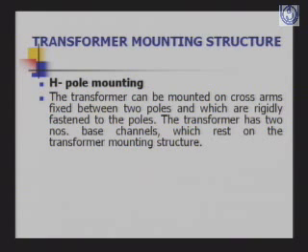Then we have the H-pole mounting. This is most commonly used by most of the power utilities. The transformer can be mounted on cross arms fixed between two poles and rigidly fastened to the poles. The transformer has 2 base channels which rest on the transformer mounting structure. You can see the H-pole mounting of a distribution transformer here. This is quite commonly used for ratings up to 250 kVA or even 400 kVA. 250 kVA is generally being used, mounted on H-poles.